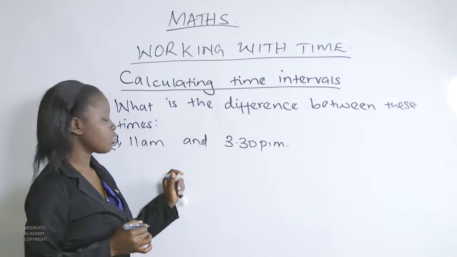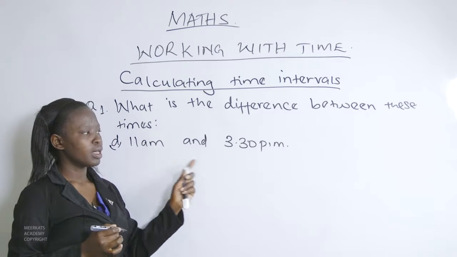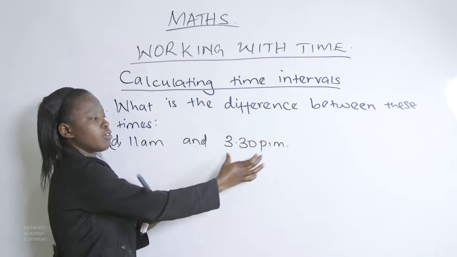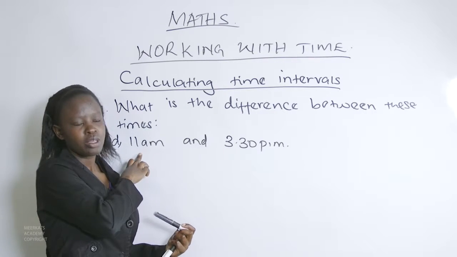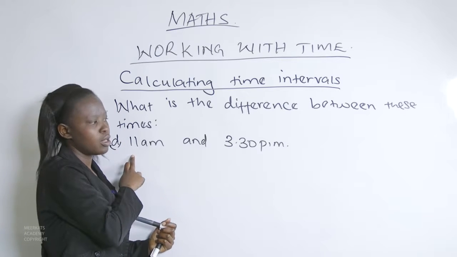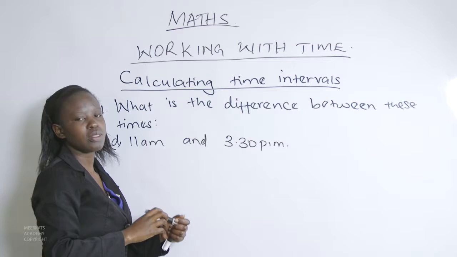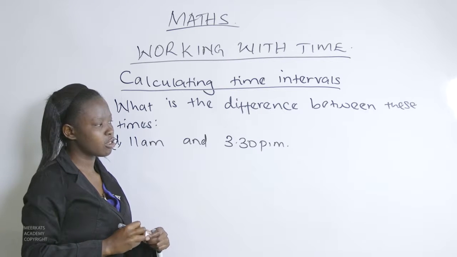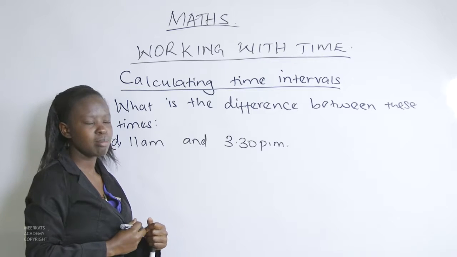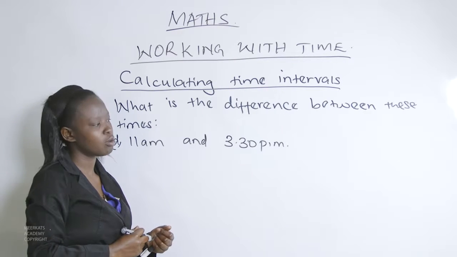We need to get the difference between 11 a.m. and 3:30 p.m. We discover that this is p.m., this is a.m., so the p.m. is ahead of the a.m. We can do this by converting them to the 24-hour clock system, because we said the 24-hour clock system shows us the number of hours that have been covered in the course of the day.